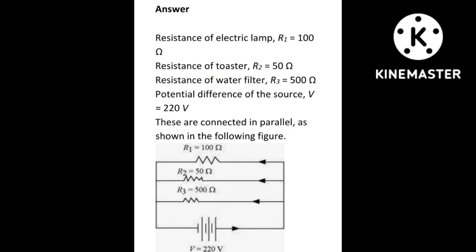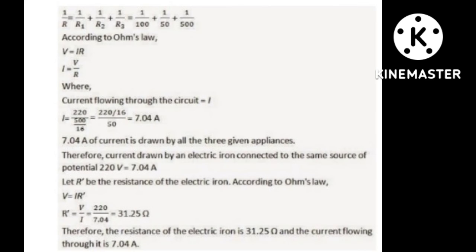Now we can write down the given quantities, that is resistance of electric lamp R1 equal to 100 ohm, resistance of toaster R2 equal to 50 ohm, resistance of water filter R3 equal to 500 ohm. Now we have the potential difference of the source as V equal to 220 volt. For connecting in parallel the 3 resistors and the source, we have to connect the 4 ends together on one side and the other 4 on the other side, as shown in the diagram.